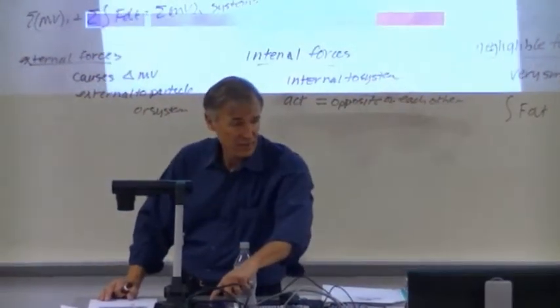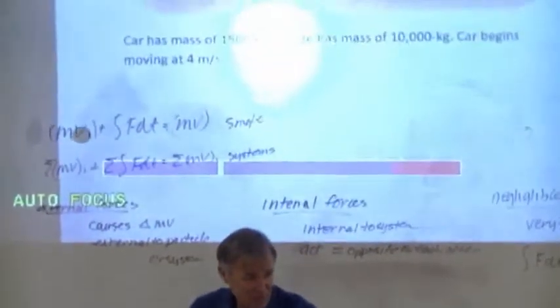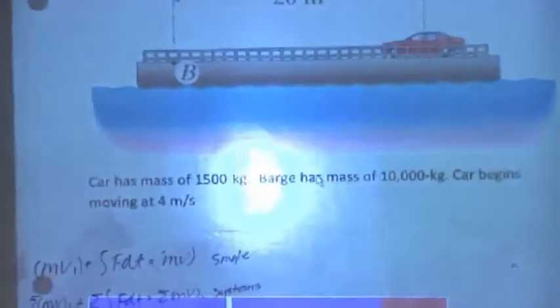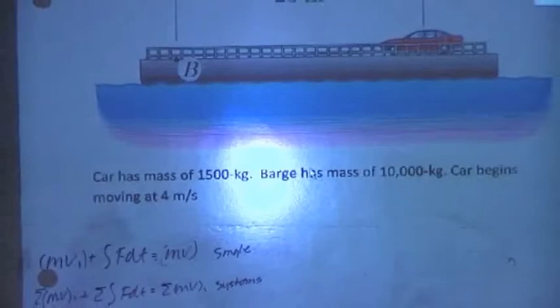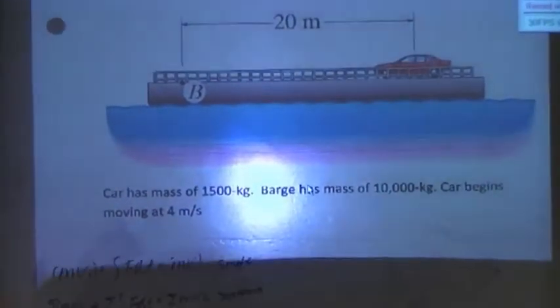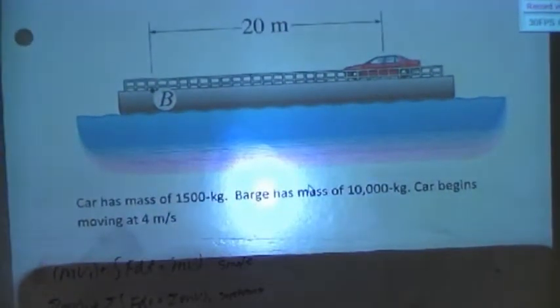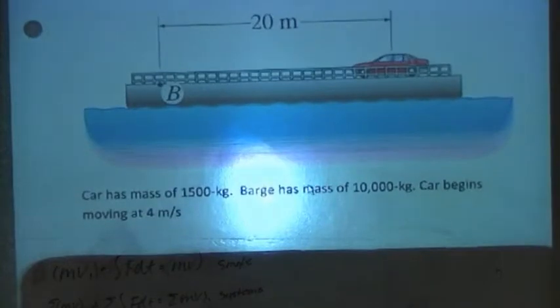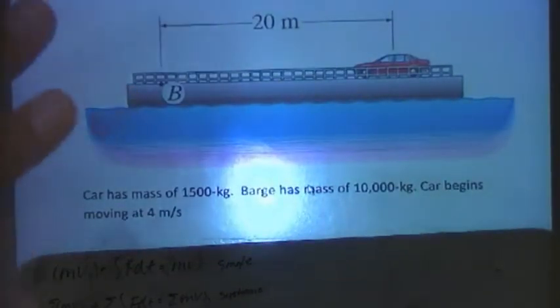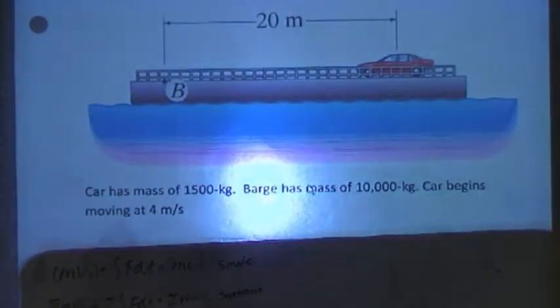So here we've got, there's probably one in your book, I used this one last semester, so I'll just use it again, but there's one in the book just like it. Let's say you have this car on a barge, or a ferry, or something like that, whatever you want to call it. We'll call it a barge. It has a certain mass. The barge has a larger mass.